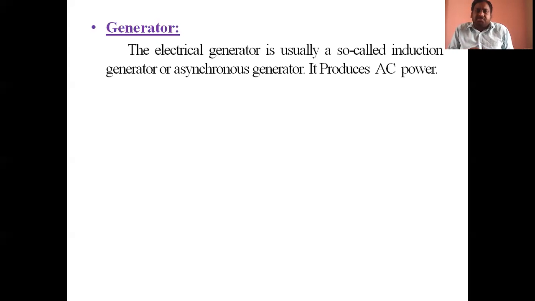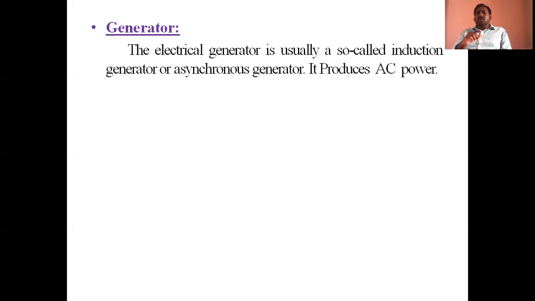Asynchronous generator means the rotor speed of the generator is greater than the stator speed. That's why they compulsorily require higher speeds. That is the necessity to convert the low speed shaft into a high speed shaft.